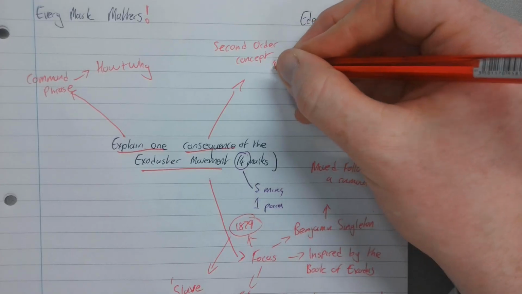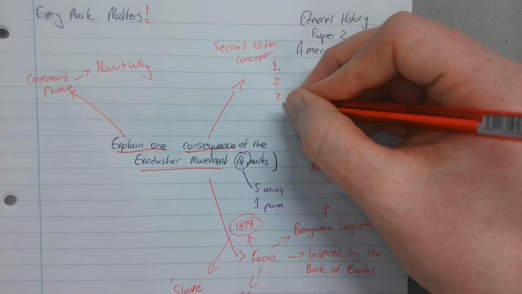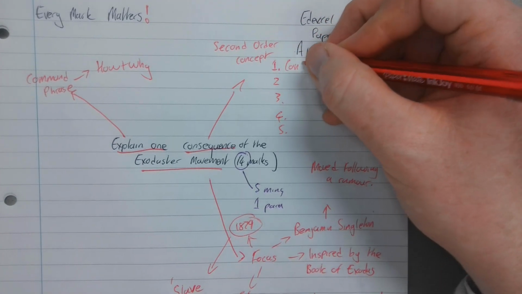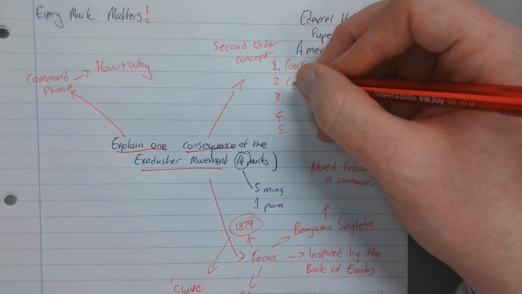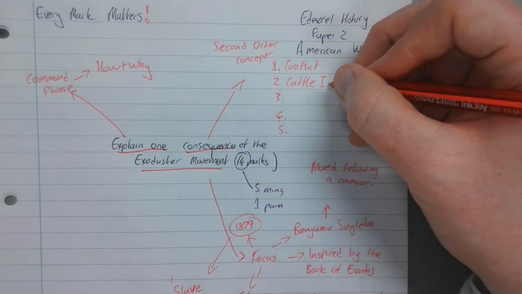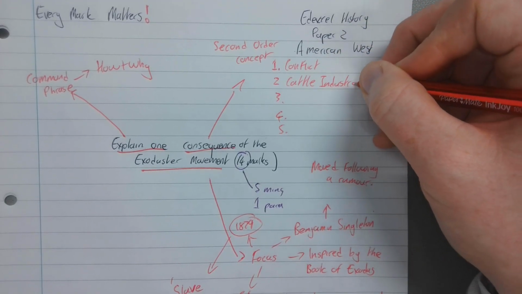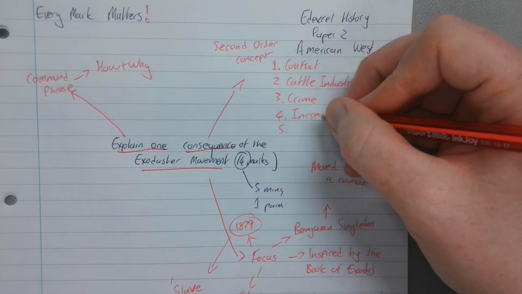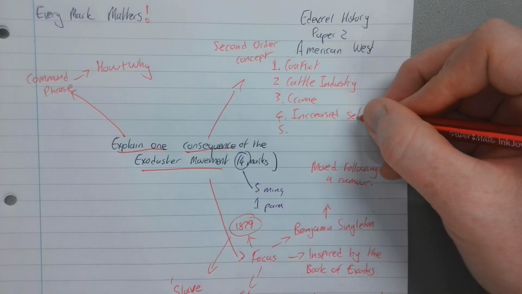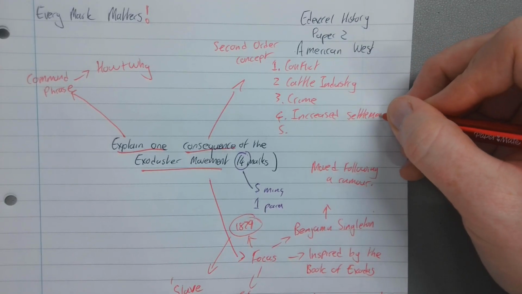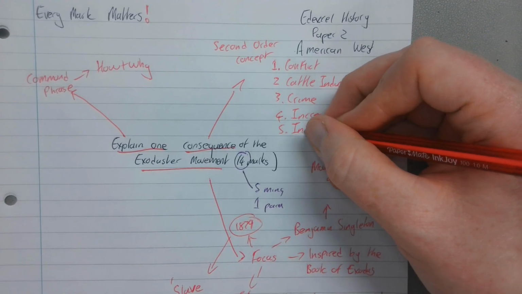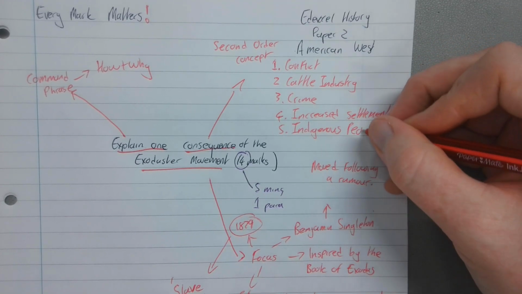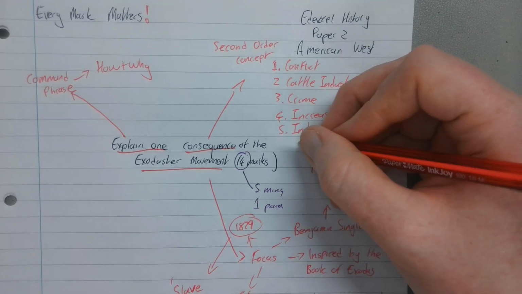So if you want to right now, put 1, 2, 3, 4, 5, and I'm going to suggest you write down all of the consequences so you know: conflict, cattle industry, crime, increased settlement, indigenous peoples, way of life.